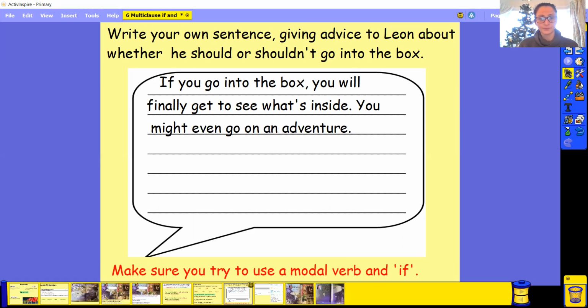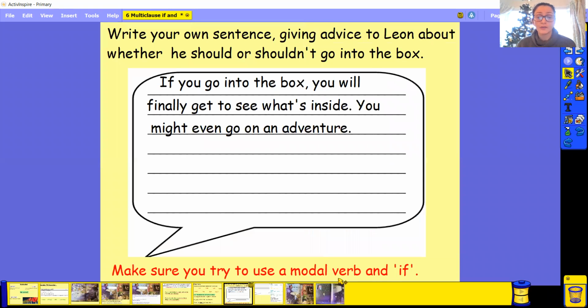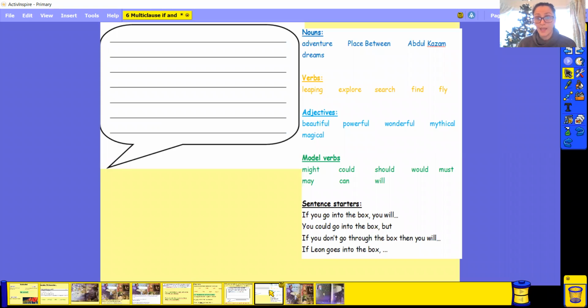Okay, so if you have a go at this, I have found attached some words that you might need: any interesting verbs, any adjectives, modal verbs, and some sentence starters for you. So remember to have a go at it at home. You can print this out if you can, but just on a sheet of paper will be fine. Remember to try and use the word if or a modal verb in your work as well. Make sure that you send any work to me as well.